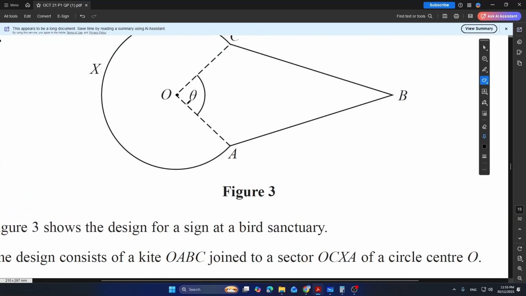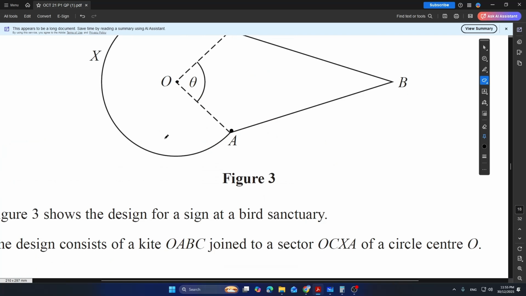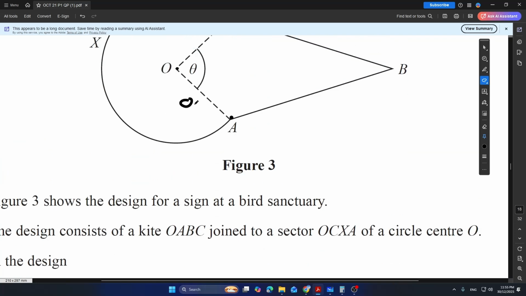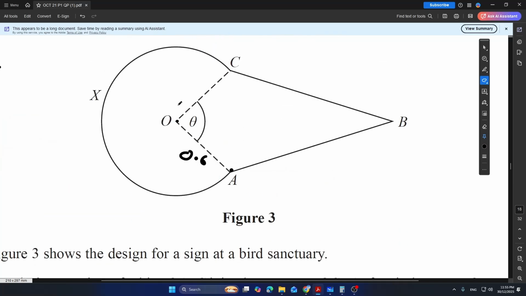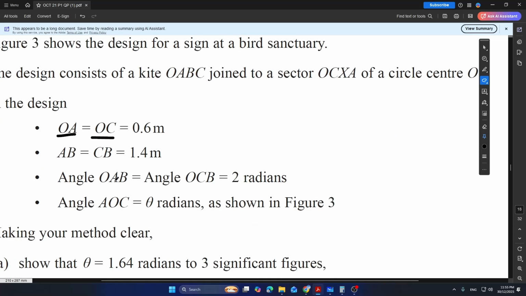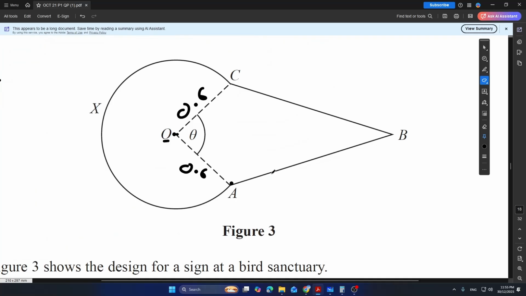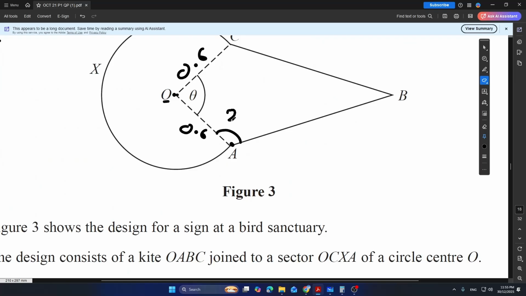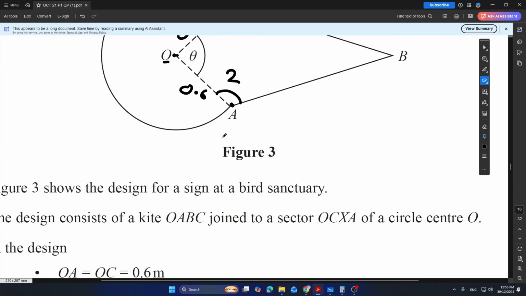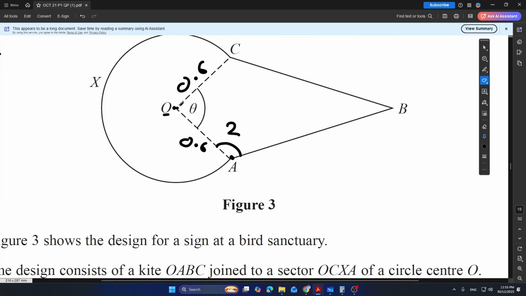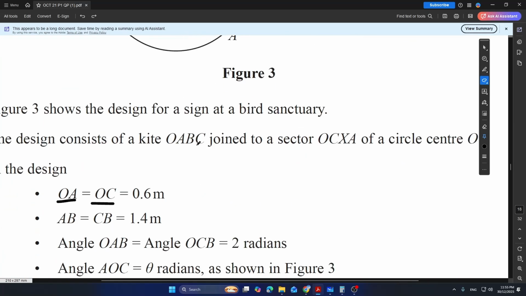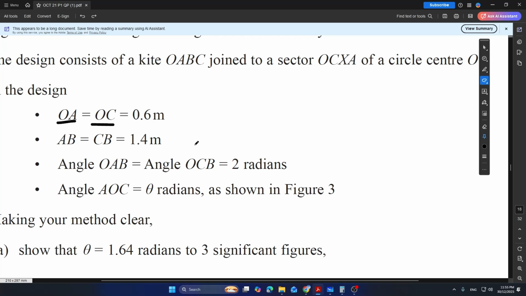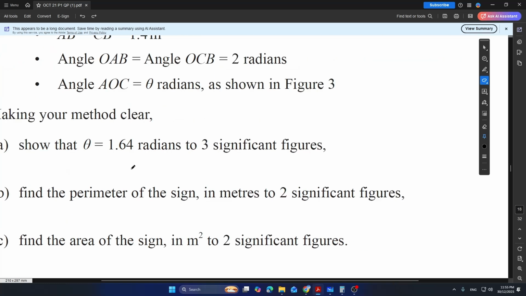OA, which is this radius, because from the center to circumference, OA equal to 0.6, and we know that OA equal to OC. So OA is equal to OC. This is OC, and this is also 0.6, because they're equal. And angle OAB, which is this one, is going to be 2 radians. And angle AOC, which is this one, is theta. Now let's show that theta equal to 1.64 radians, to 3 significant figures.